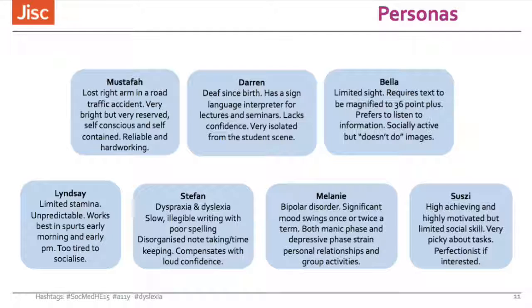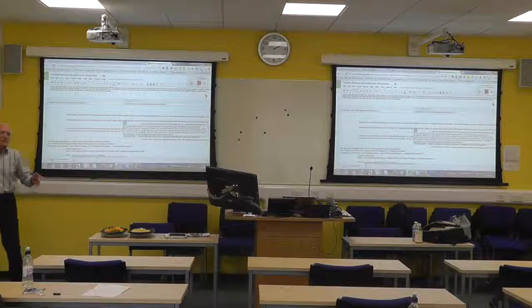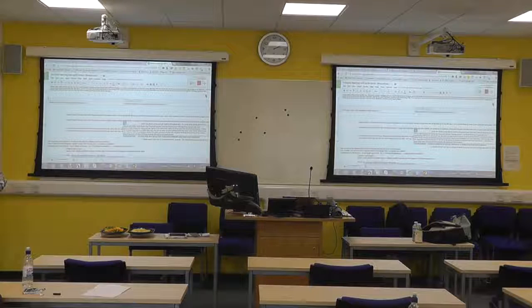And you'll notice we've got not just their disability, but we've got a little bit about their personality too. You've been able to pull together lots of stuff very quickly. And in fact, we're practicing what we're preaching. We're using inclusive social media. In this case, we're simply using an embedded Google form.